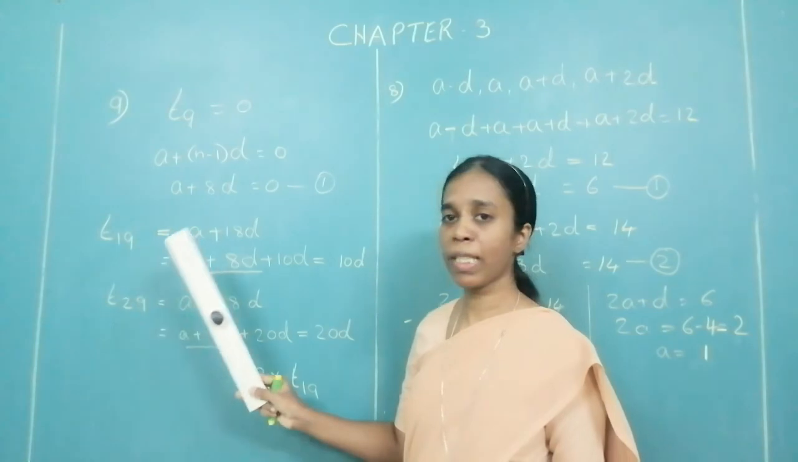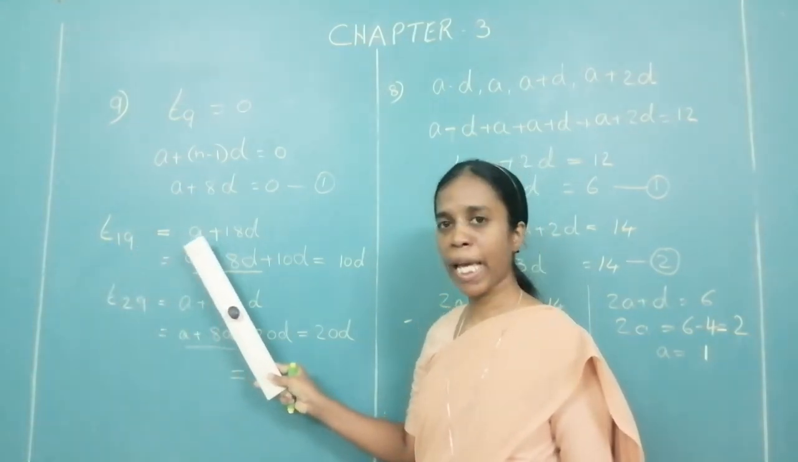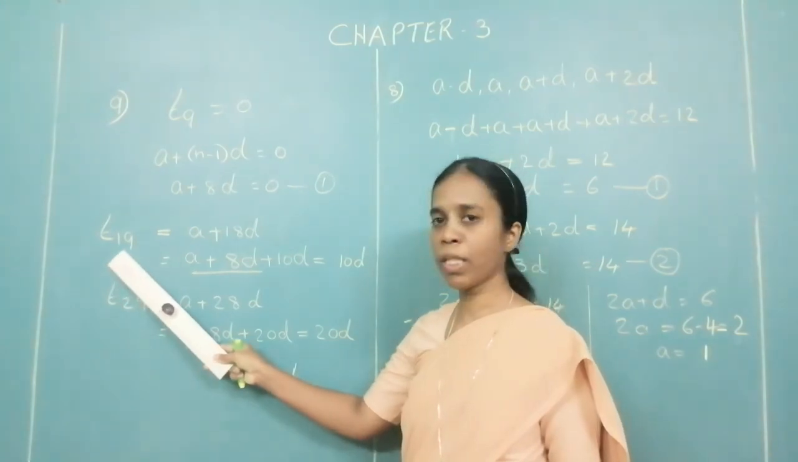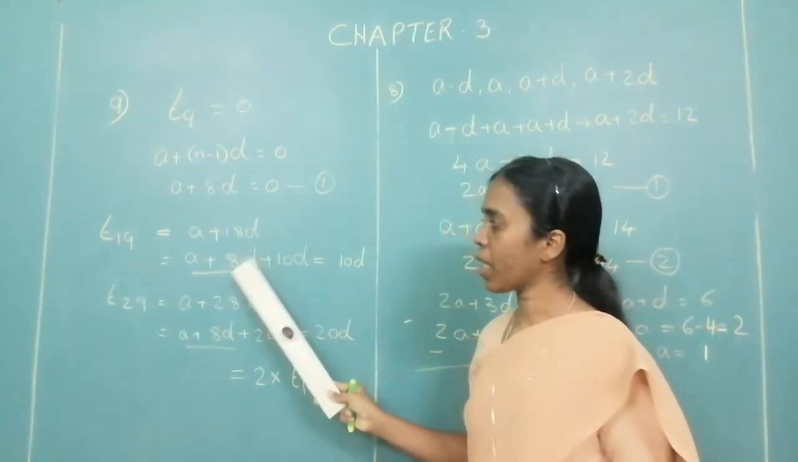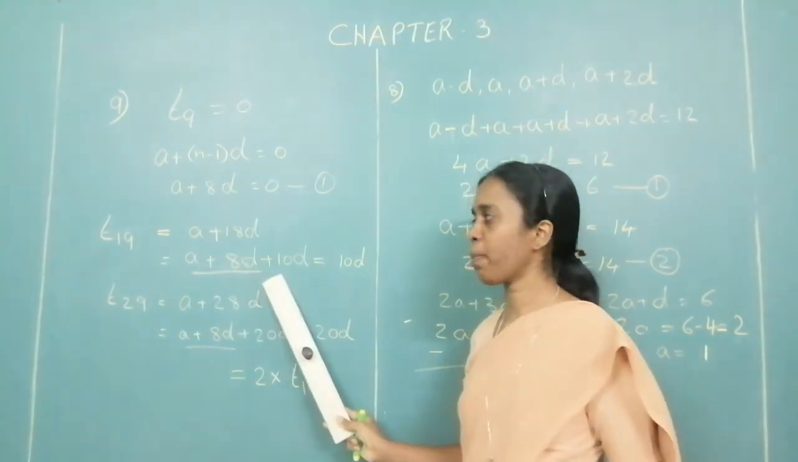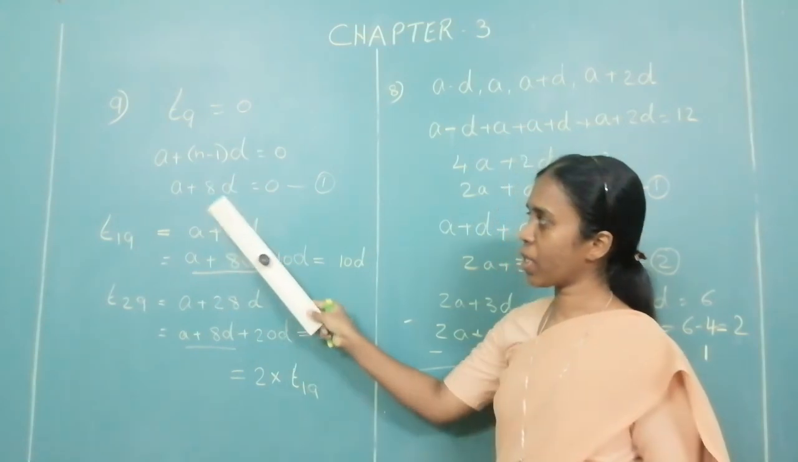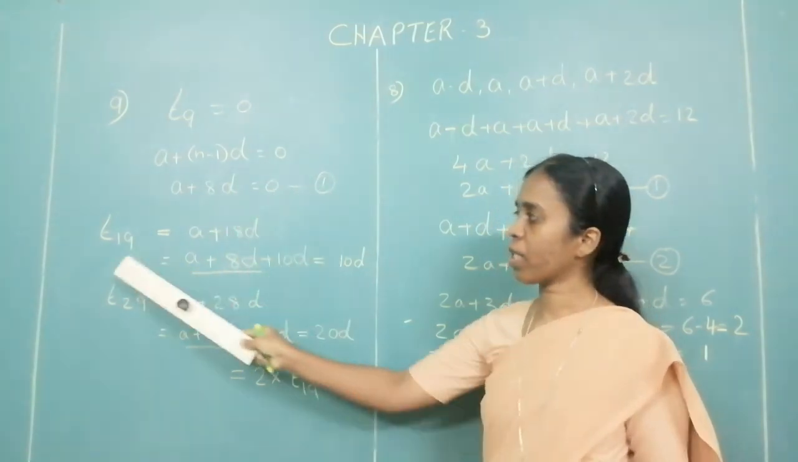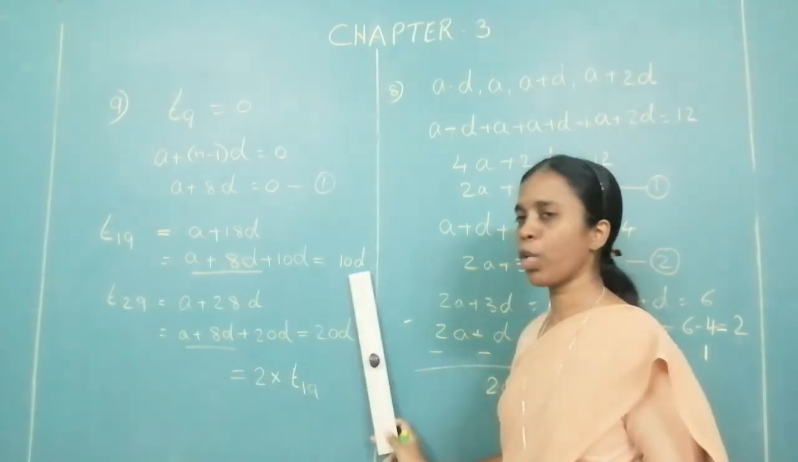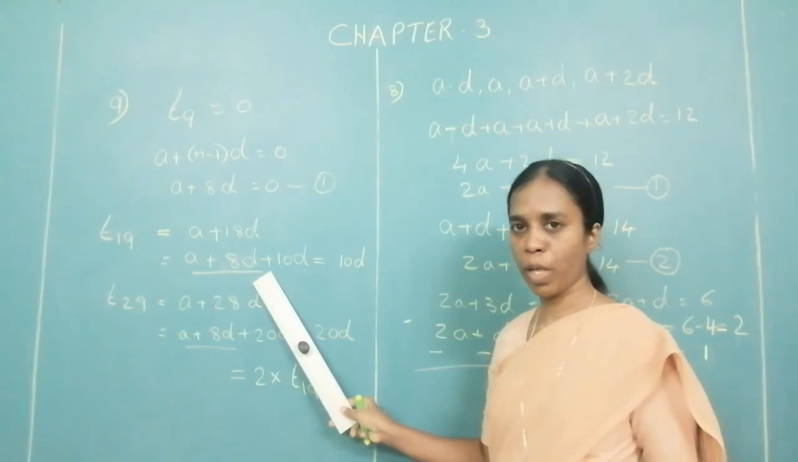So let us look at what is the 19th term. T19 is equal to A plus N minus 1 D. N minus 1 means 19 minus 1, so you get 18D. Now this 18D can be written as 8D plus 10D. Now what do I have for A plus 8D? 0 from equation 1. So what do I get over here? T19 is equal to 10D. Write that from equation 1.